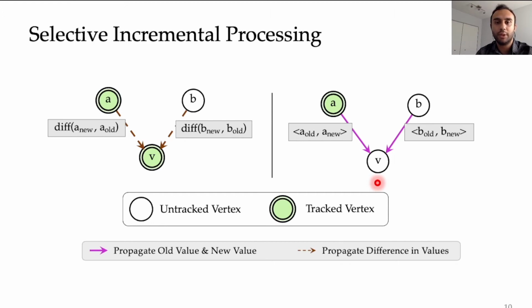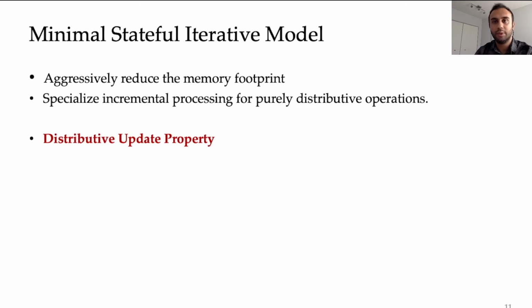The beauty of our strategy is that these cases are purely local, in that they are dependent on nothing other than the type of the target vertex. So they can be taken care of as and when they occur while propagating values, instead of having specialized processing phases or supersteps. That was our selective stateful iterative model. Next, we present the minimal stateful iterative model.